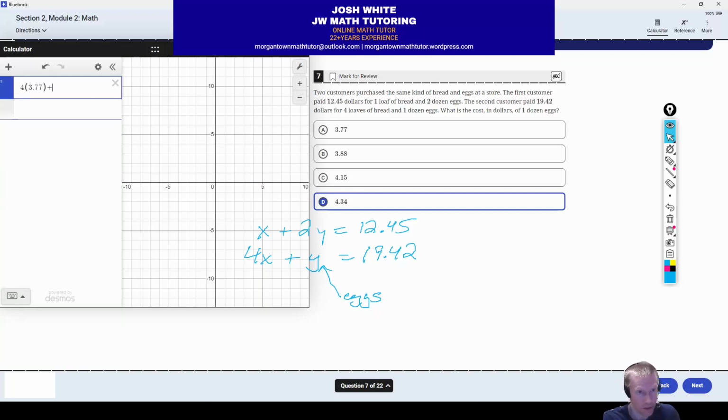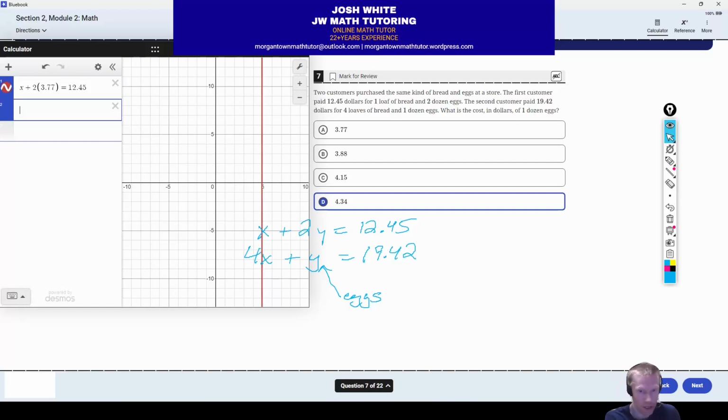4 times 377 plus 434. Since they do, that tells me it's the correct answer. If they did not, I'll just do an example with answer choice A. Let's say eggs cost 377. X plus 2 times the 377 for eggs equals 12.45. Then that would mean that a loaf of bread is 491.